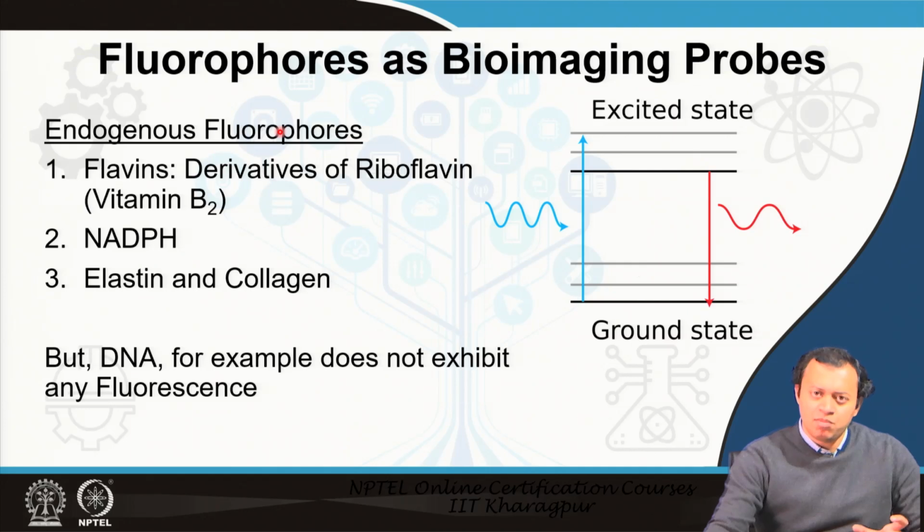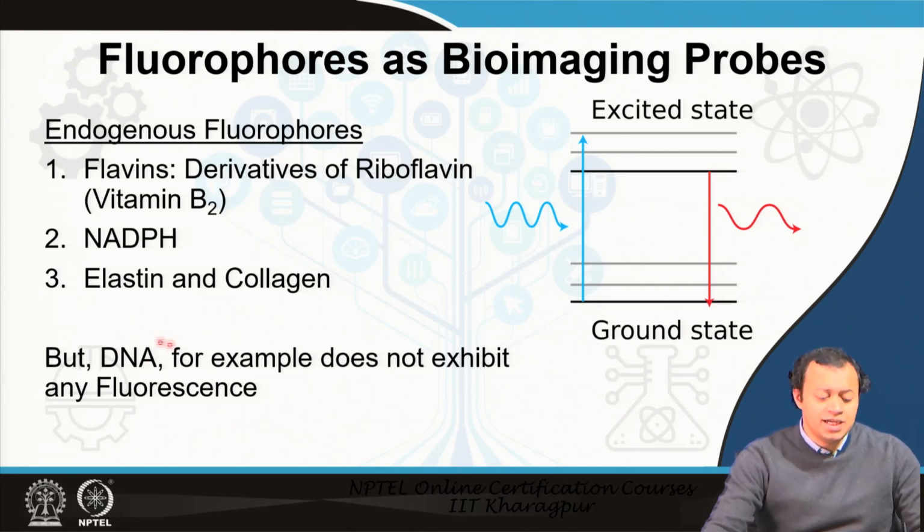As I said, they have some amount of fluorophore associated in their bigger chunk, and upon excitation by a specific amount of photon, they release some amount of photon. Examples are flavins, which are part of riboflavin, vitamin B12, NADPH, I discussed this, and elastin and collagen, and hence you saw the second harmonic generation microscopy where collagen was shown. But not all biological materials fluoresce.